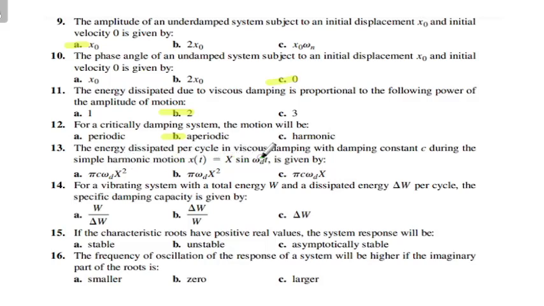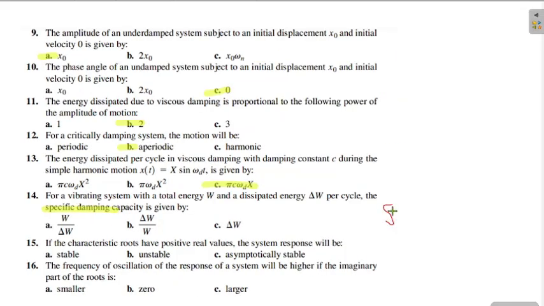The energy dissipated per cycle in viscous damping with damping constant C during the simple harmonic motion equation is given by, so this is the full relation in which the final answer is option C. For a vibrating system with a total energy W and a dissipated energy change in W per cycle, the specific damping capacity is given by, so damping capacity is given by change in energy divided by total energy. So the correct option is option B.